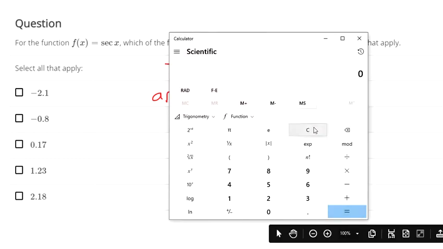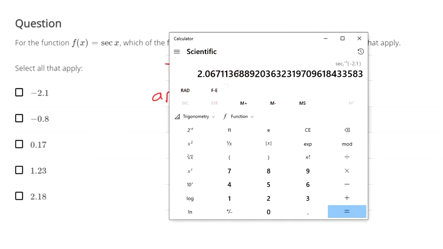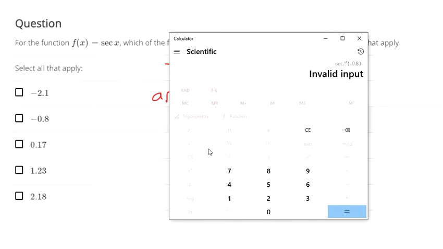So if you go in your calculator, you hit 2.1 negative, and then go to trig, and I have to hit secant. That's arc secant. Secant with the negative 1 in the superscript position. It's kind of confusing notation, isn't it? But that's a possible value. Let's do the next one, 0.8. If we do the same steps, we're going to need to do arc secant. That's an invalid input, so that one is not possible.